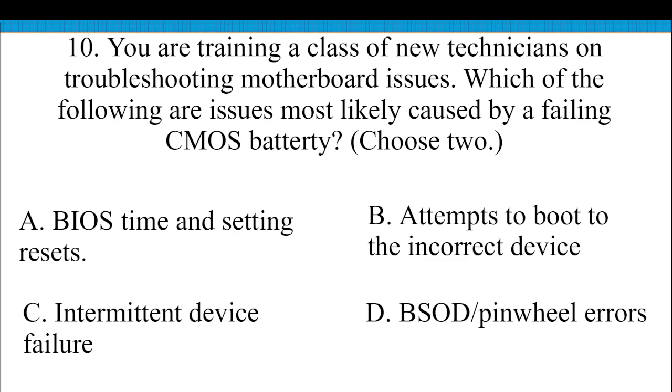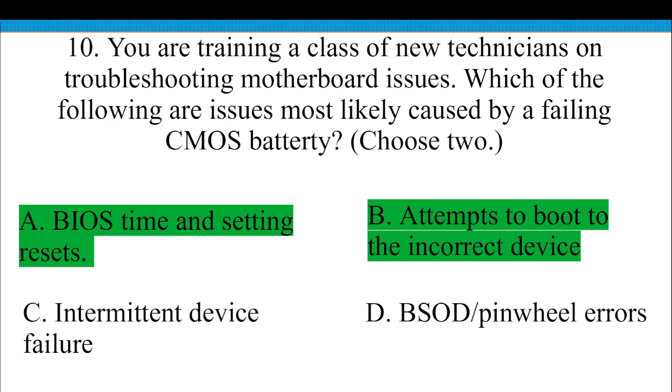So what is the correct answer here when it comes down to CMOS batteries? The answers here are A. BIOS time and setting resets, and B. Attempts to boot to the incorrect device. So of course the CMOS battery is a small circular battery, a 2032 if I remember correctly, and it helps with setting the time and settings, and of course if it's not working properly it would give you an error that it is trying to boot to the incorrect device.